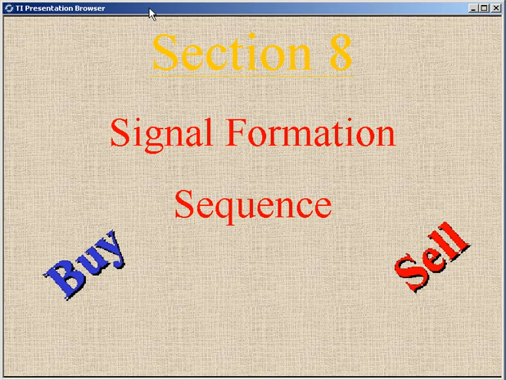Welcome to Section 8 of the training. In this section, we'll be discussing signal formation sequence for both buy and sell signals.